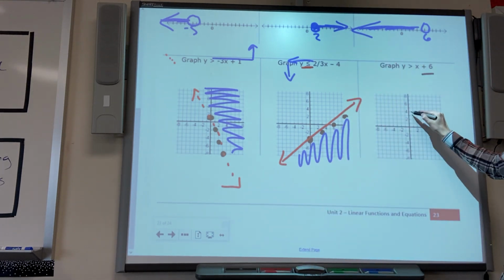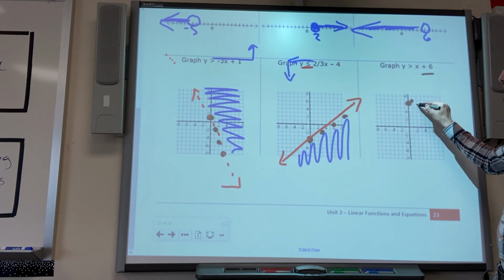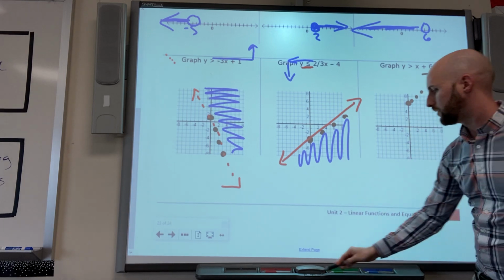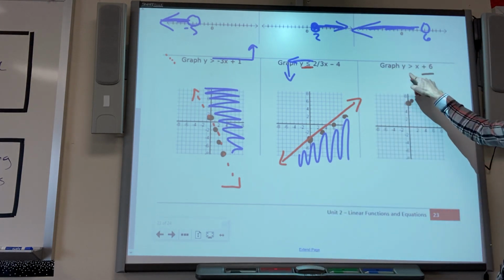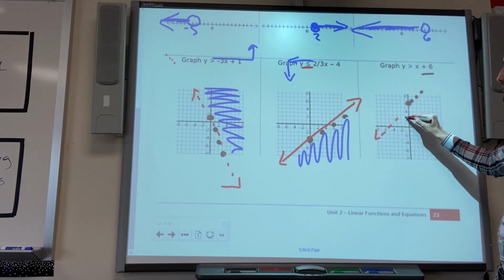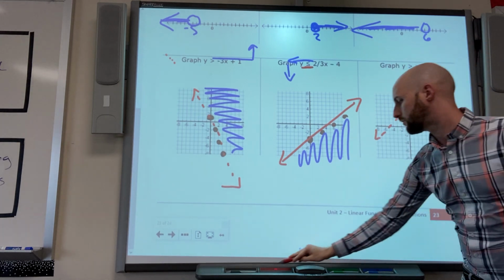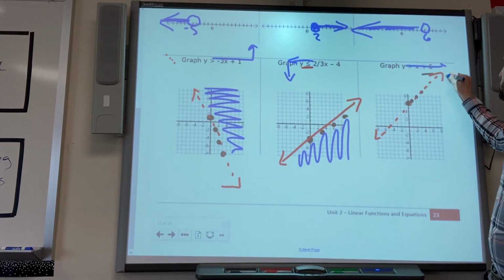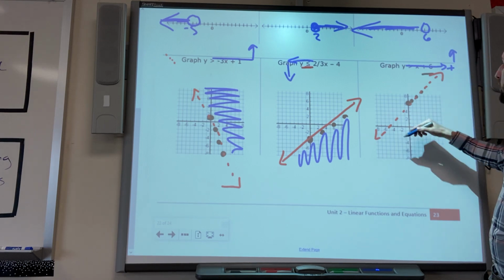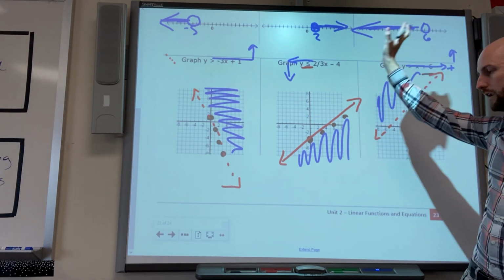This one starts at 6. The slope is 1, 1, 1. This has no line, so it is dotted. And the arrow pointing to positive means above. So arriba de la línea.